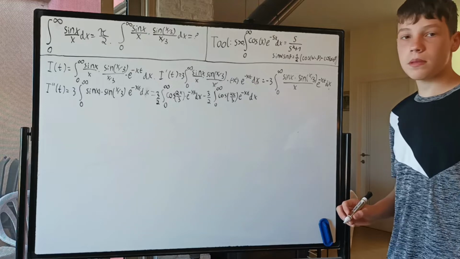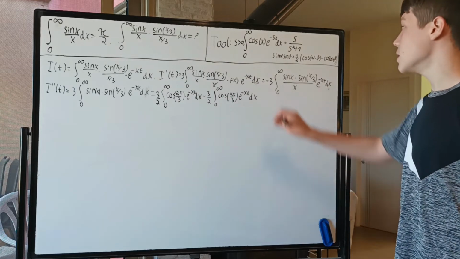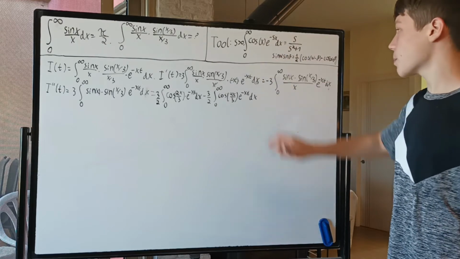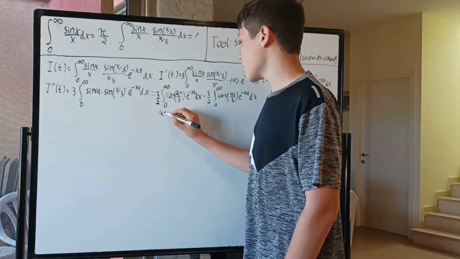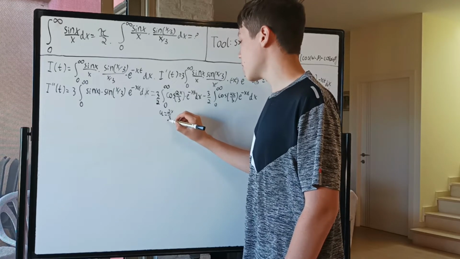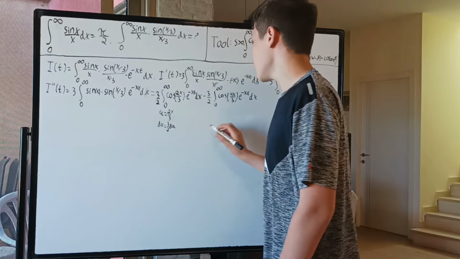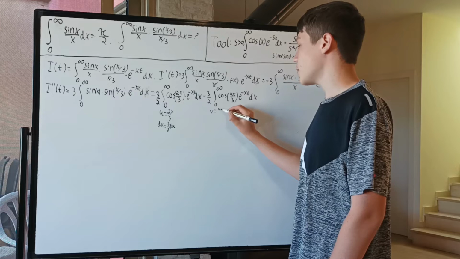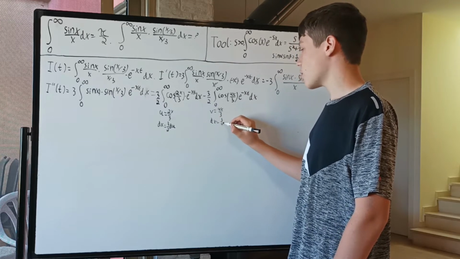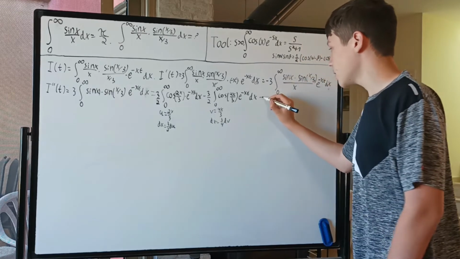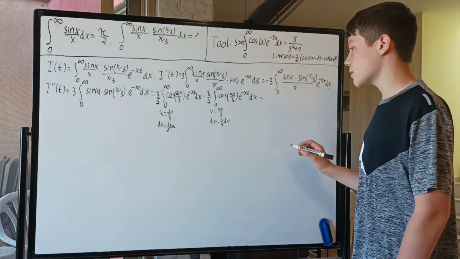And now I'm going to be doing a u substitution to both of these integrals to get to an integral of this form. So let's do here, u is 2x over 3, so dx is 3 over 2 du, and here v will be 4x over 3, and dx will be 3 over 4 dv. And here, what we're going to have is this.